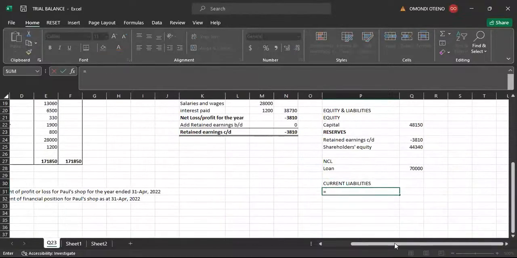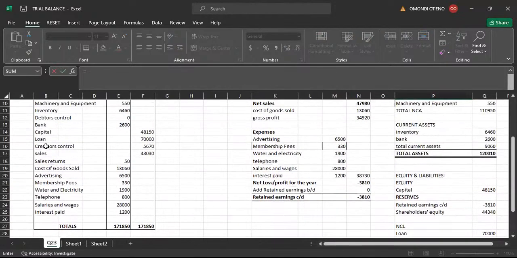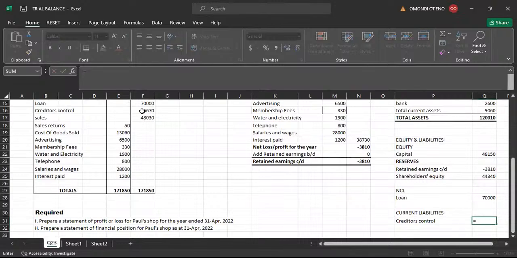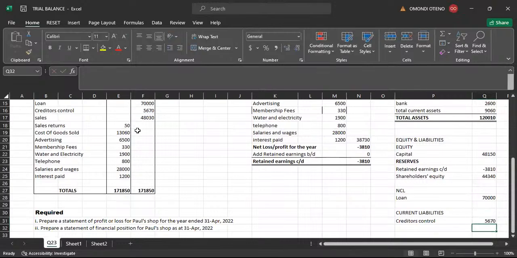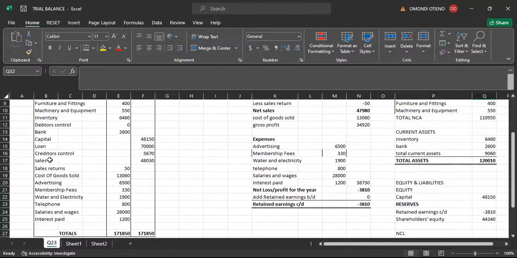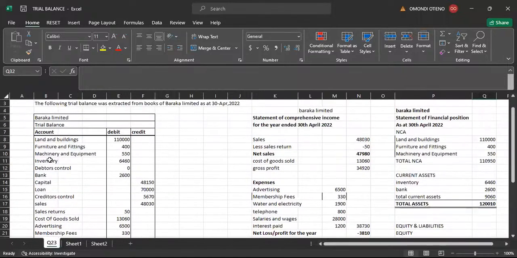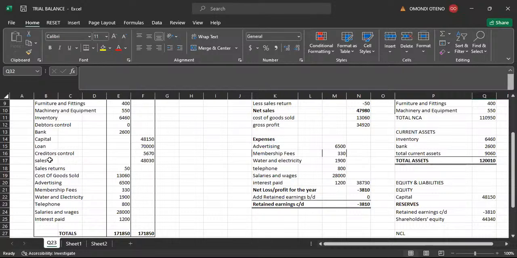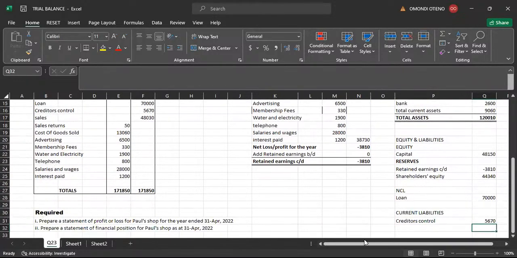We have the first item there is credit control. Credit control, which is equivalent to 5670. Any other current liability? Of course, accrued expenses could have been placed there. Do we have any other that is remaining? Do you have any that have skipped? I think we've captured all.